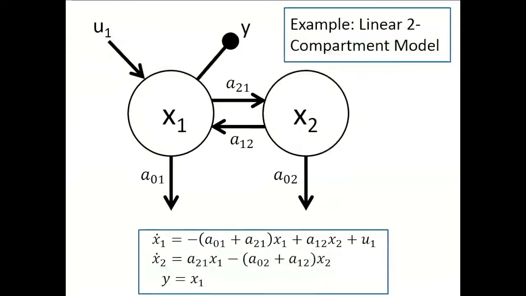Okay, so the important point about this system is that the only known quantities are the input u1 and the output y. So the 4 parameters and the unmeasured state variable are all unknown quantities.